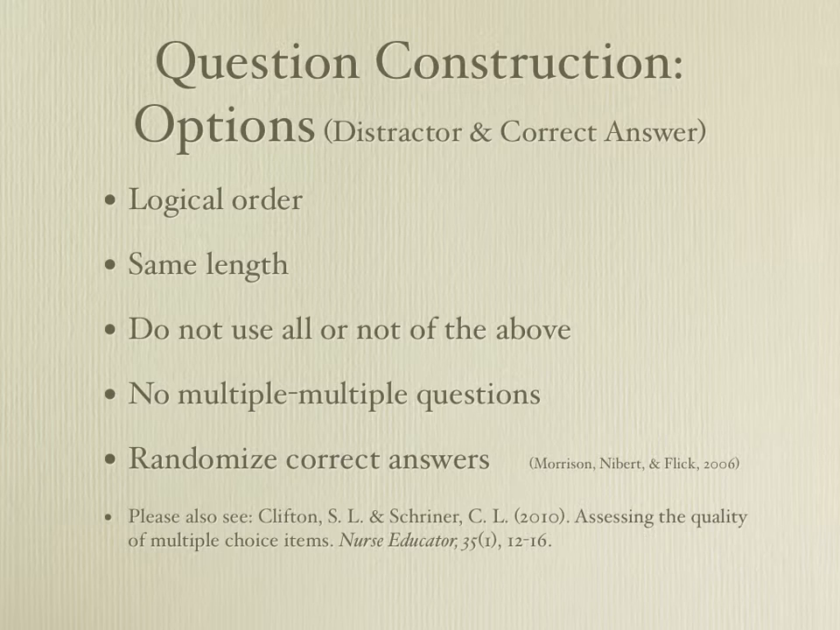You want to make sure that they're all presented in approximately the same length. You want to make sure that you're not using all of the above or none of the above, okay? And another thing that research has shown us is that you want to really make sure that you randomize correct answers. Faculty members have the bad habit of making the same answer the correct answer, so it'll always be answer A or always answer C. So make sure that you randomize those across multiple questions. And this also comes from Morrison, Nibert, and Flick.